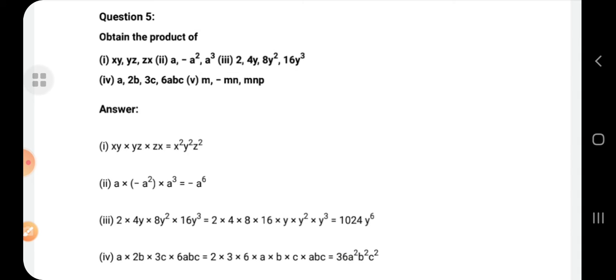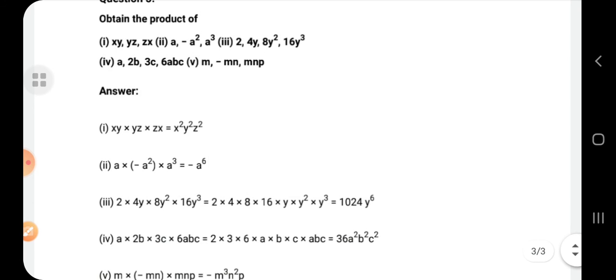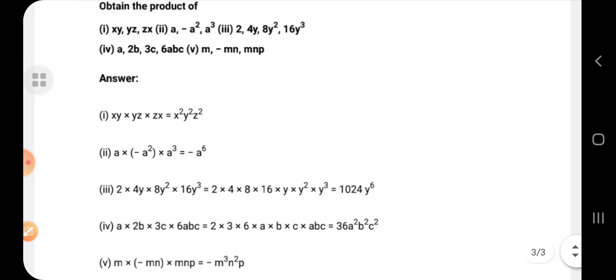So here also we will add the powers of the same variables: x square, y square, and z square. Then a into minus a square into a cube, so a is common, the power will get added, and the minus sign comes because there is only one minus sign. So with the minus sign, minus a to the power 6. Then 2, 4y, 8y square, 16y cube. Here the numbers get multiplied and the powers get added, y into y square into y cube is y to the power 6.